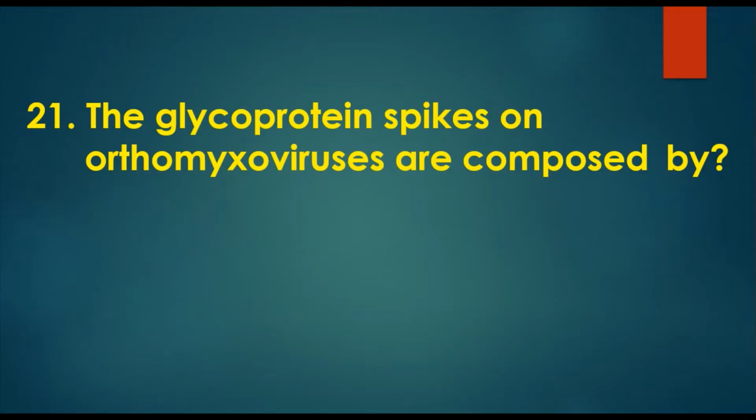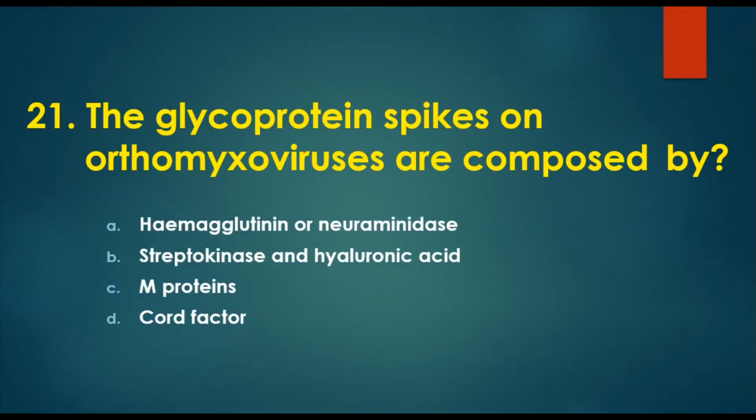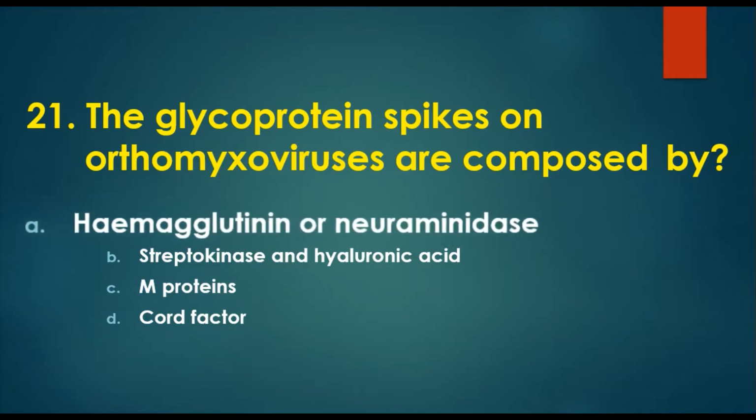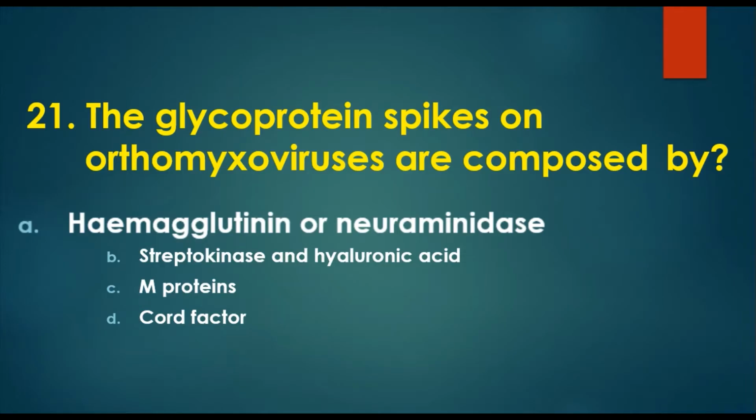21. The glycoprotein spikes on orthomyxoviruses are composed of. Options are A, hemagglutinin or neuraminidase; B, streptokinase and hyaluronic acid; C, M proteins; D, cord factor. So here the right answer is obviously hemagglutinin or neuraminidase spikes.